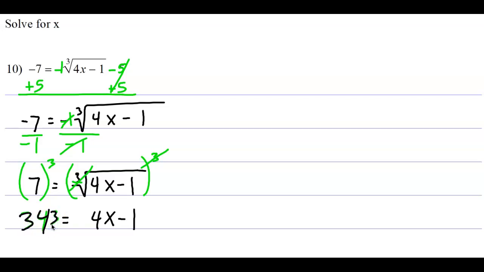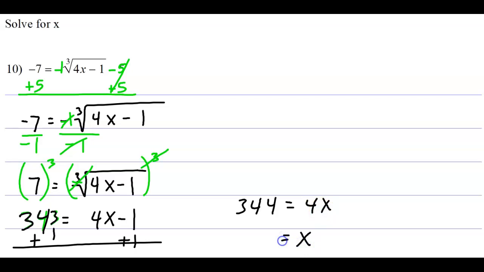All right, the next thing we're going to do is just solve for x as a standard 2-step equation. Add 1 on both sides. That gives me 344 equals 4x. And then divide both sides by 4. I'm pretty sure 4 is going to go in there nicely. It's going to go in there 86 times. And so there's my answer.